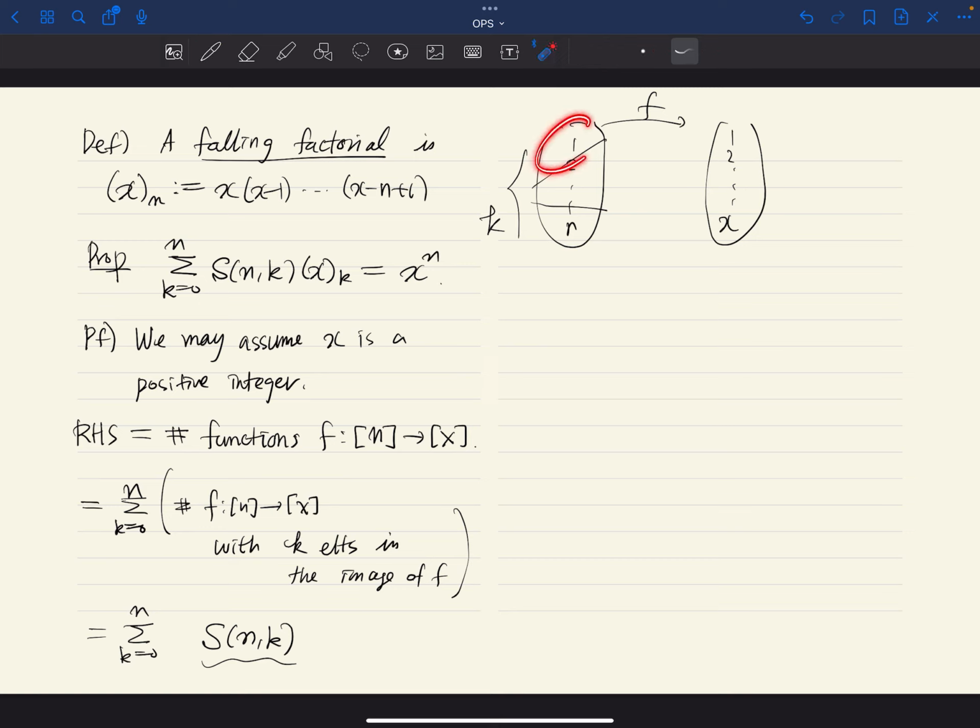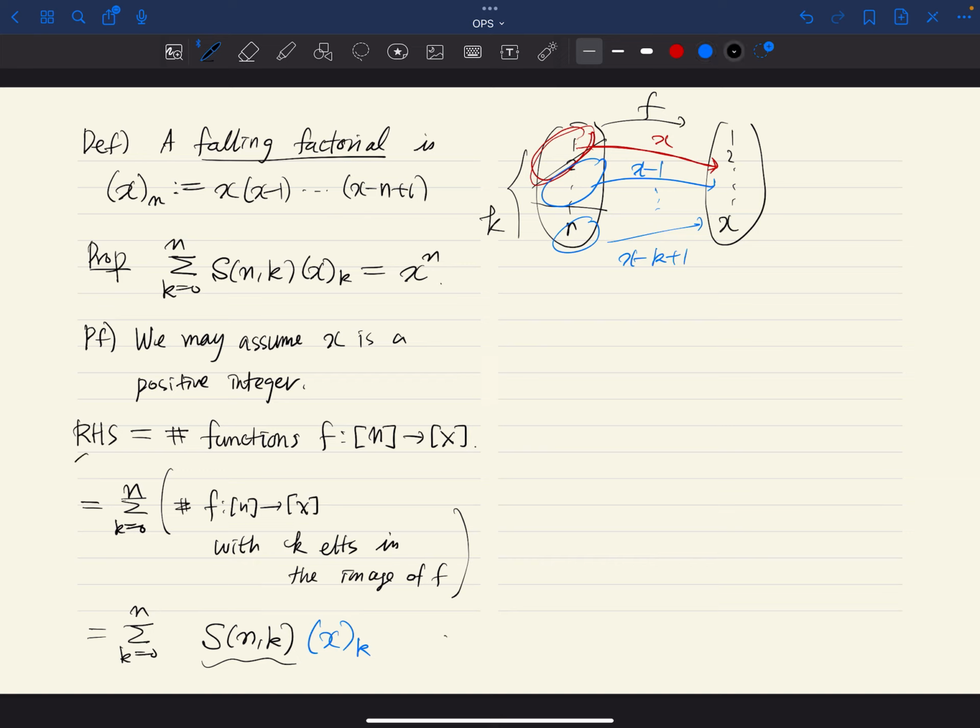But once you did that, you have to map this into one of the elements there. The first block can have x choices because it can go anywhere. But once you decide the image of the first block, the second block has only x minus 1 choices, because it cannot go to the same element. And so on, so the last one will have x minus k plus 1 choices. So that's exactly the falling factorial. That's the proof.